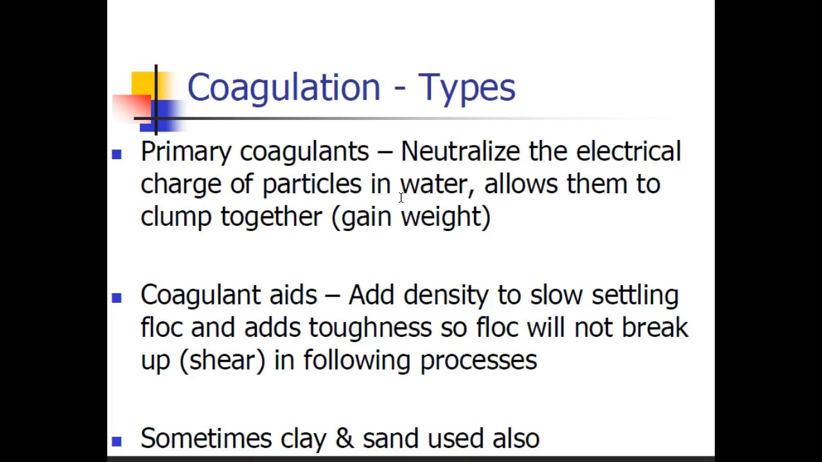So coagulation and the types. Primary coagulants neutralize the electrical charge of particles in water, and that allows them to clump together and, again, gain weight. Coagulant aids add density to slow-settling floc and add toughness so the floc will not break up, which is called shearing in the process. Sometimes clay and sand can also be used.